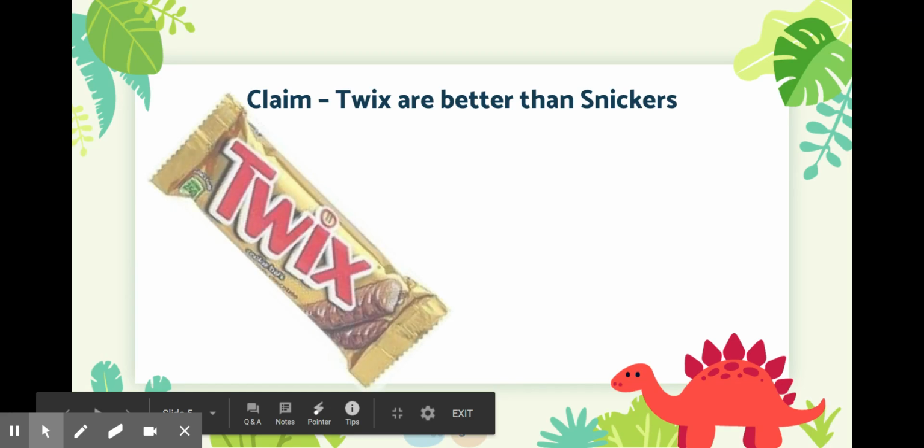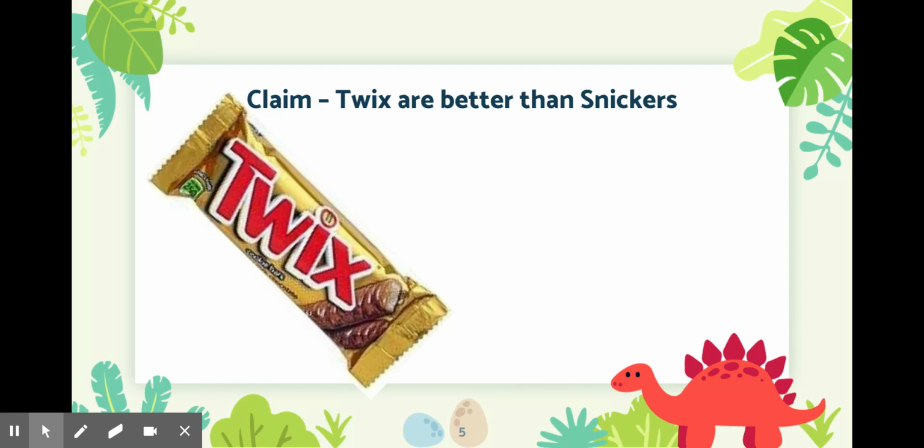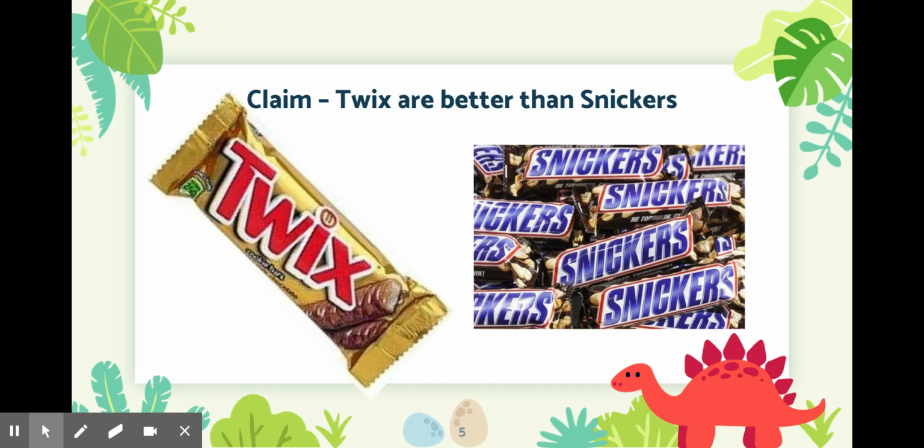And then, of course, Twix, my favorite candy. I like Snickers too, but again, my claim is that Twix are better than Snickers.